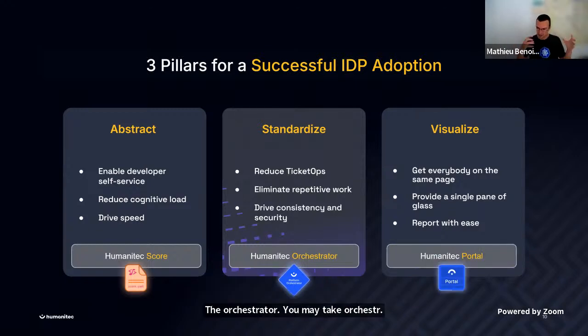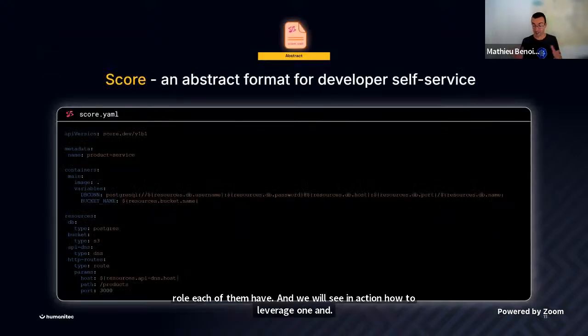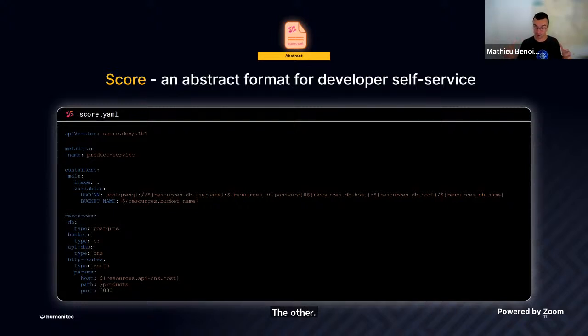So we will see which role each of them has, and we will see in action how to leverage one and the other. For SCORE, it's a CNCF Sandbox project now, so it's open source. It's now part of the CNCF landscape, Cloud Native Computing Foundation, based on the Linux Foundation, which is very exciting to see the community driving and contributing to the evolution of the SCORE specification and implementation.